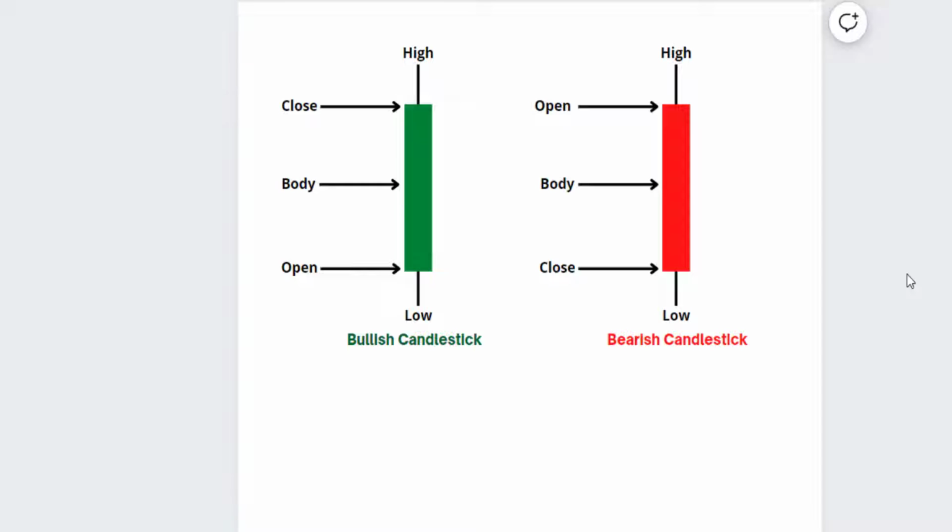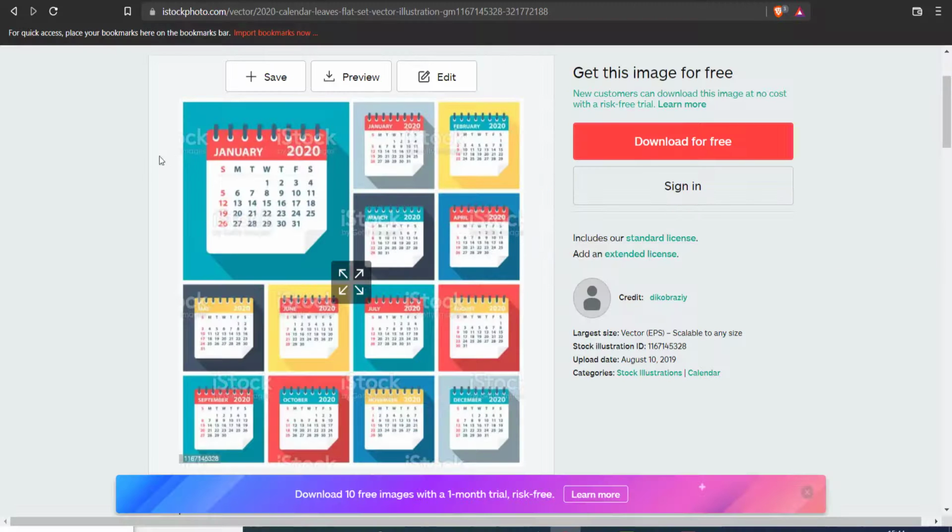To understand what candlesticks are, you need to view it like a calendar. Let's take, for example, you have a calendar. A calendar has a year, and a year is broken down into months. Months are broken down into weeks, and weeks are broken down into days. Days are broken down into hours. Hours are broken down into minutes. Minutes are broken down into seconds. This is basically what candlesticks are trying to solve.